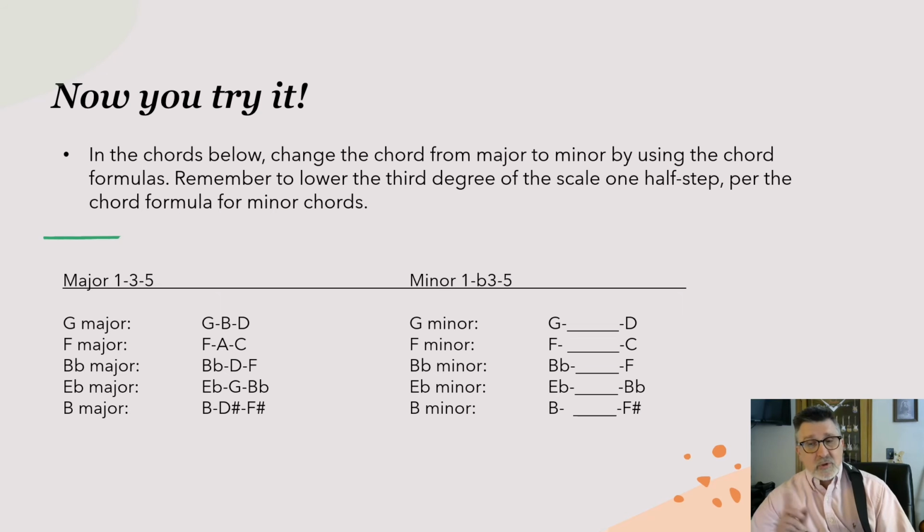B major. Now this one's tricky because I threw some sharps in here at you. So B, D sharp, F sharp makes a B major chord. So to make a B minor chord, you have to lower the third a half step. How do you get there? You'd have to lower that D sharp a half step, which would make it a what? A D. So B, D, F sharp would be B minor.